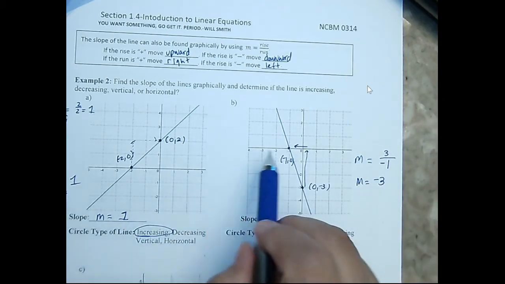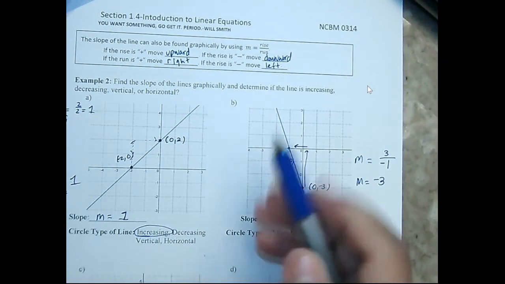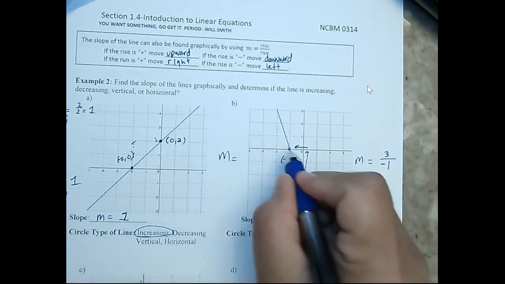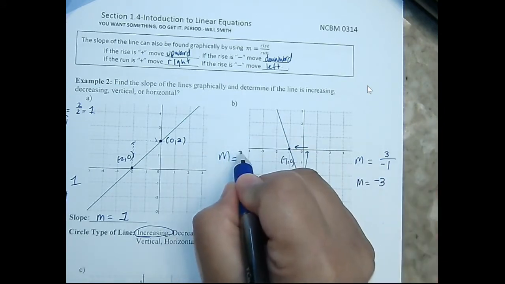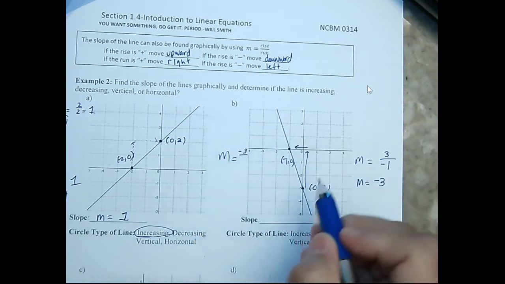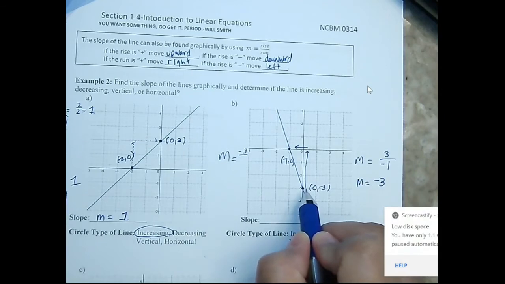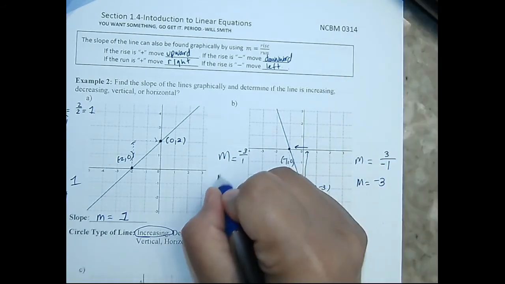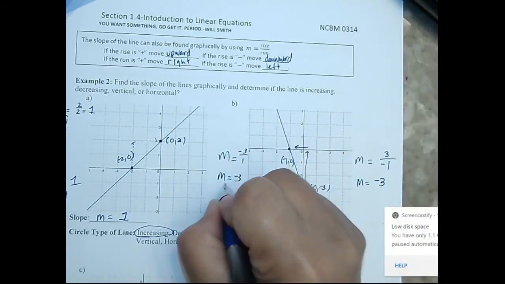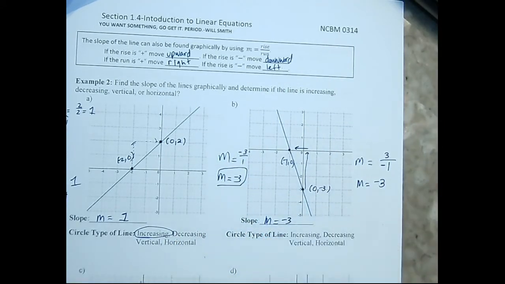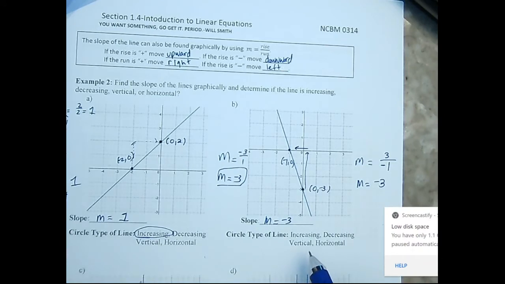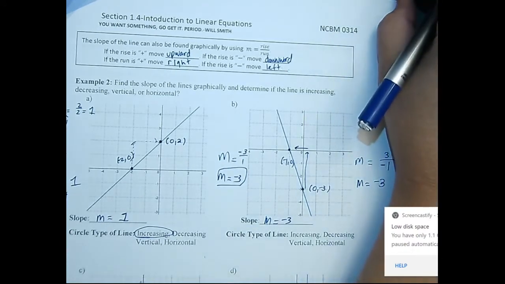So you might have a question like, what if you start at this point? Well, that's okay as well. If you start at this point, then you would have to go down 3 units. So we would represent that with a negative 3. And then you would have to go to the right 1 unit. So we get m is equal to negative 3. Okay, so this line is going to be decreasing.